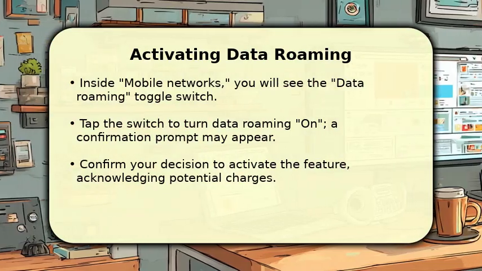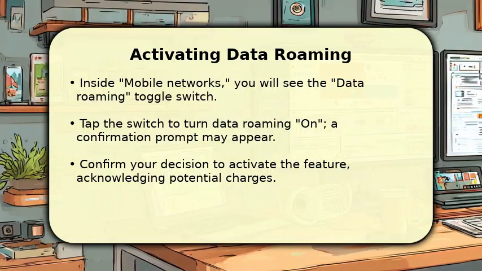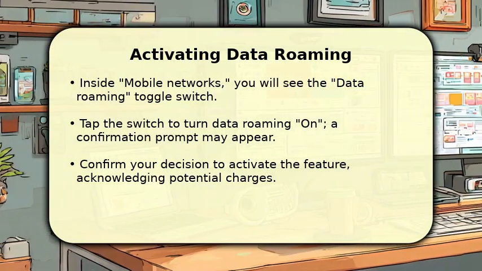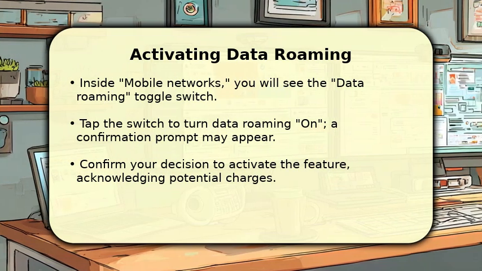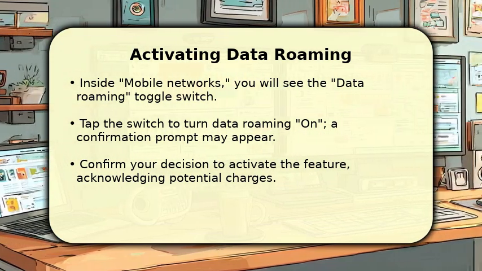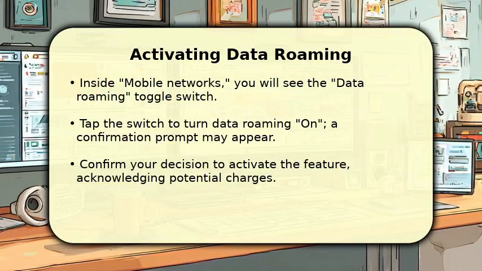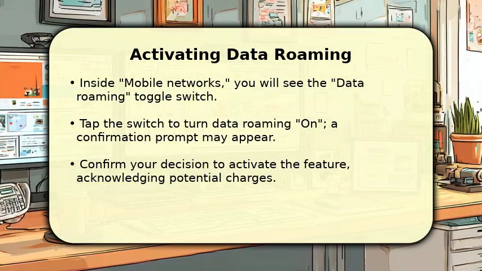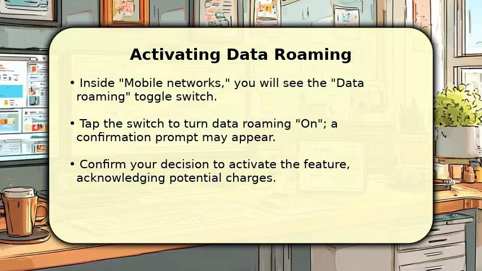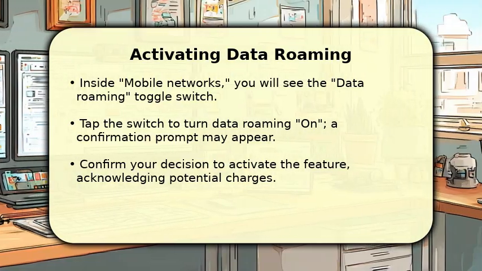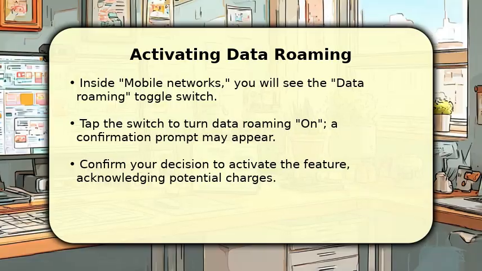Within the Mobile Networks screen, find the Data Roaming option. It usually has a toggle switch next to it. Simply tap this switch to turn data roaming on. Your phone might display a pop-up message warning you about potential charges. Read this carefully. Confirm your choice to proceed, and your device will then be set to use mobile data while you are in another country.